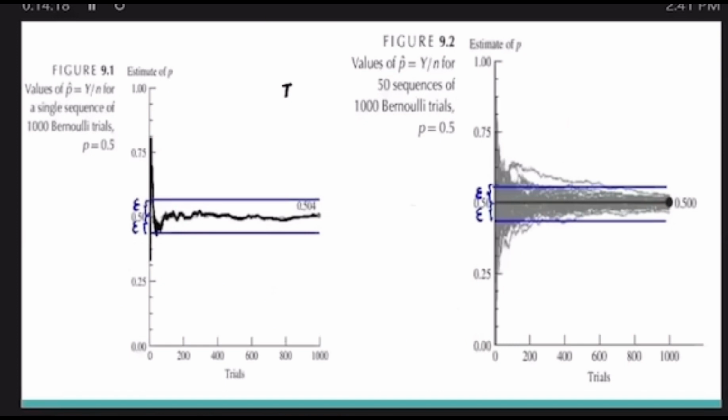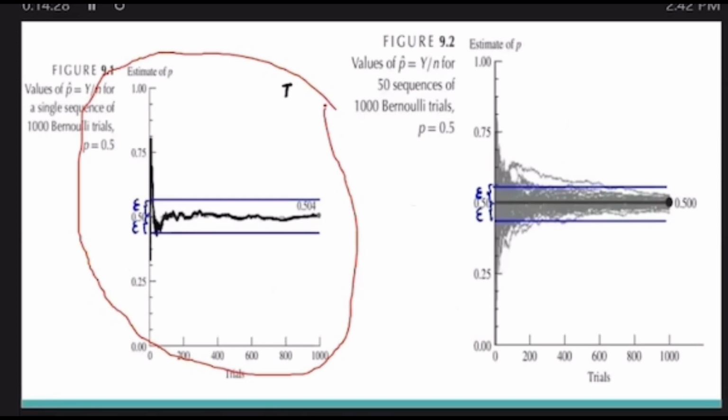We can also demonstrate this graphically. I need you to see the first graph. What is it talking about? Here, I got 1,000 trials, but a single sequence. And you can see the convergence, the blue solid line, right? The convergence is not just going to be 0.5 like that. The convergence that we're talking about is actually going to be probability convergence.